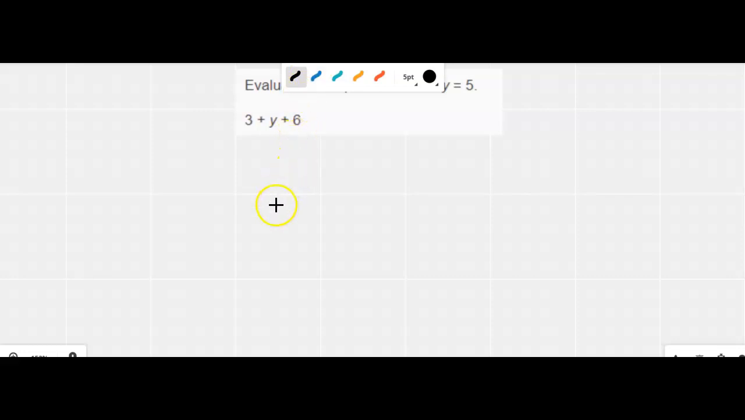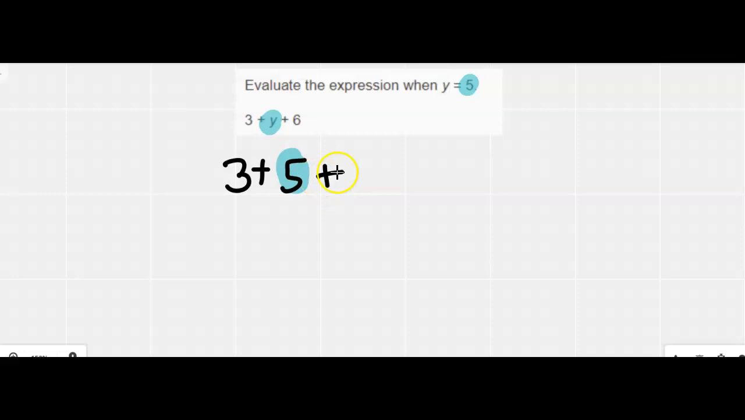The name of the game is rewrite. In algebra, it should be called rewrite-ya-bra. Rewrite-ya-bra. Okay, so we're going to rewrite 3 plus. But instead of rewriting the y, I'm going to go ahead and immediately plug in the 5 there because that's what y equals. 5 plus 6. Okay, 3 plus 5 plus 6. You guys can figure that one out.